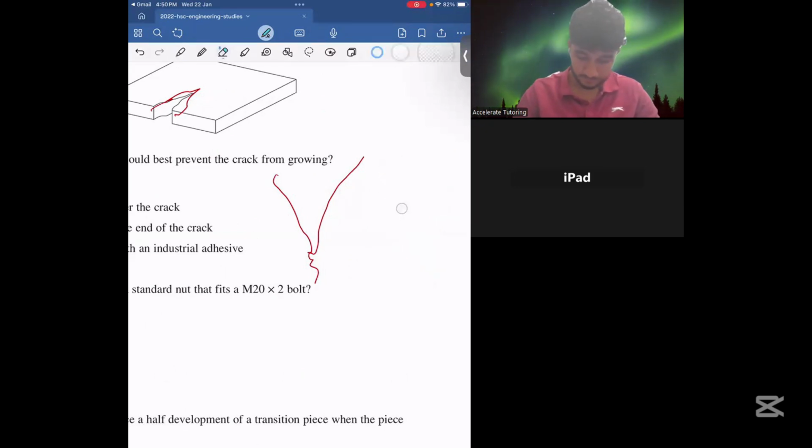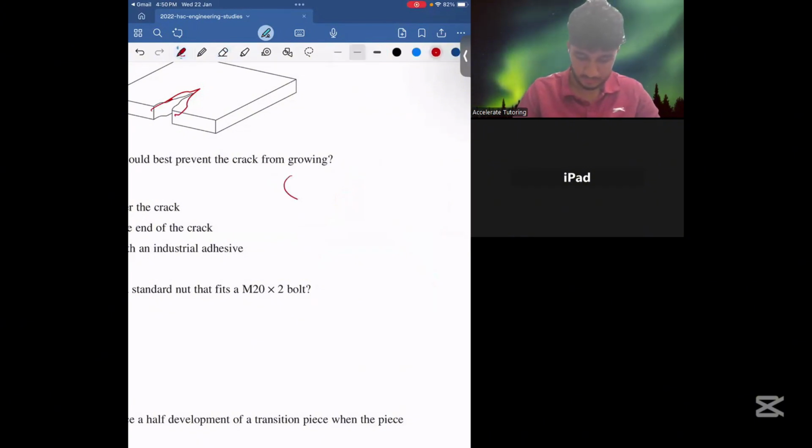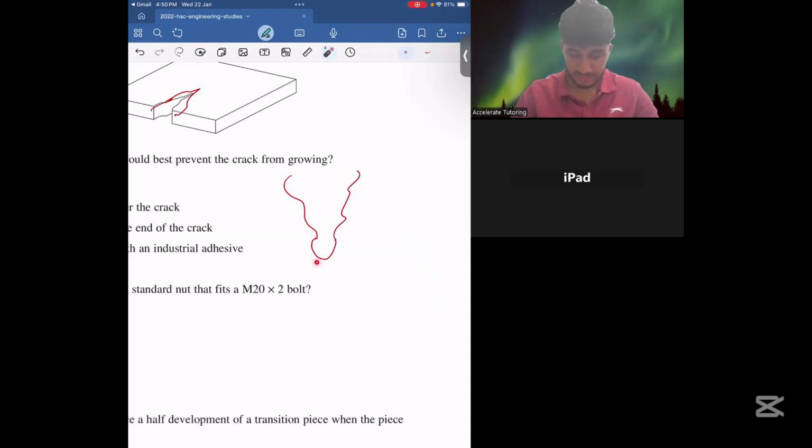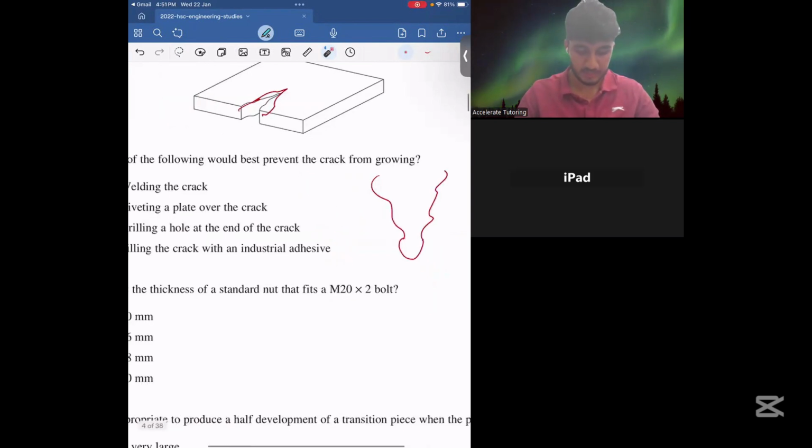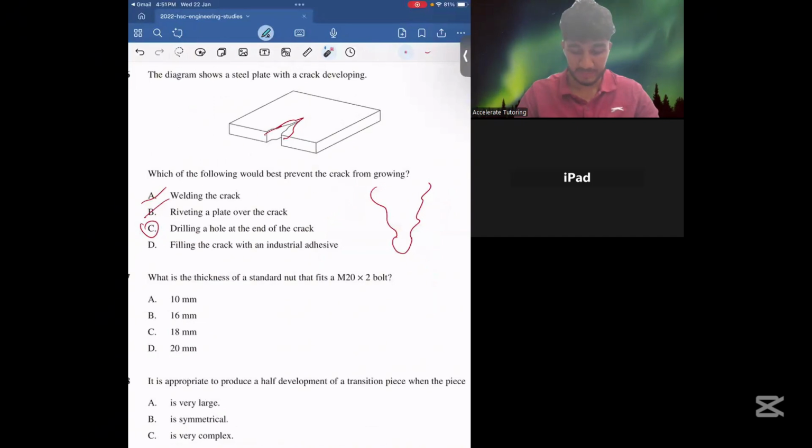However, if we drill this crack at the tip, being a circular shape now, if more forces are applied, this crack will not propagate any further. It will stop right here. So in this case, if we're preventing it from growing, C would be our most correct answer.